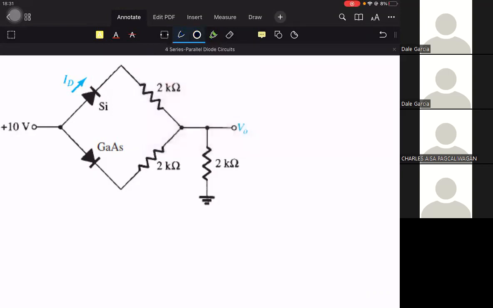Ang nadungag is the presence of these resistors. So sa kaninang branch, di na siya purely parallel sa kaninang branch, or at least ang diode sa branch sa taas is simply parallel circuit in relation to the diode sa bottom part.